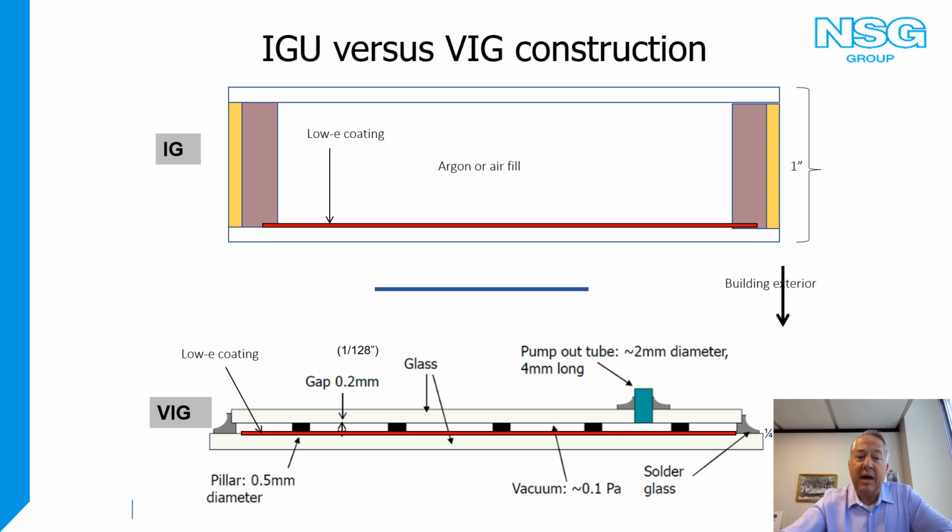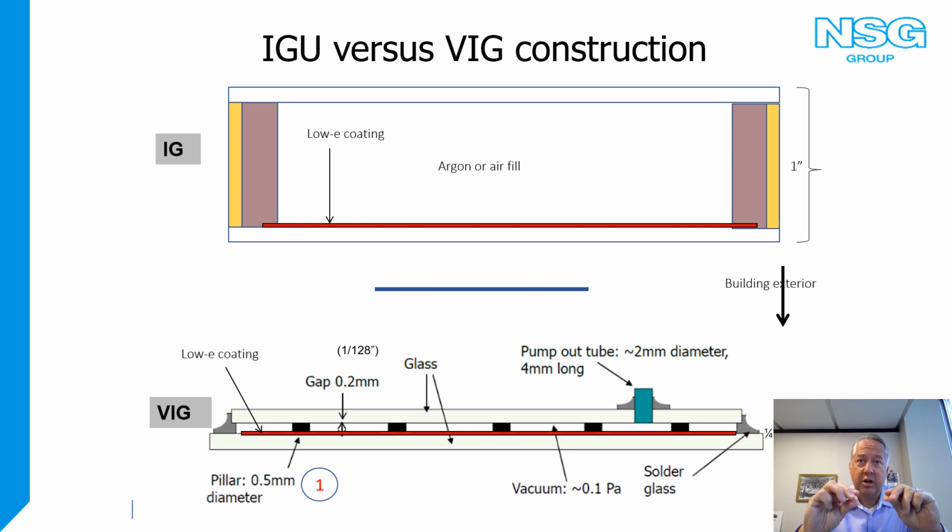So the three tricks to make a VIG compared to an IGU: the first thing is you have to have a pillar array in there. These are little tiny metal or glass or plastic dots, and literally every inch you're going to have one of these little tiny pillars. So when that vacuum pressure, which is about 1 ton per square foot, sucks those two panes together, that little spacer array keeps the panes from collapsing. That pillar array then becomes your mechanism for convection and conduction through there.